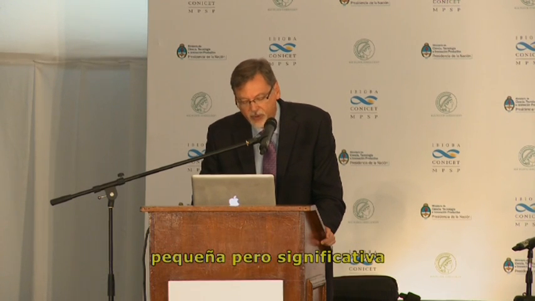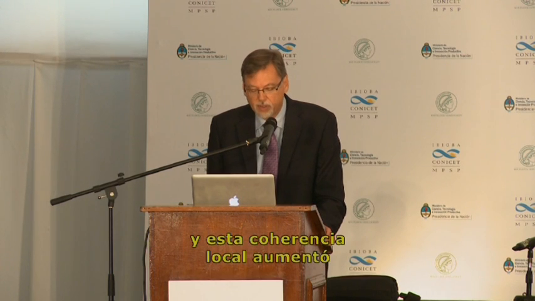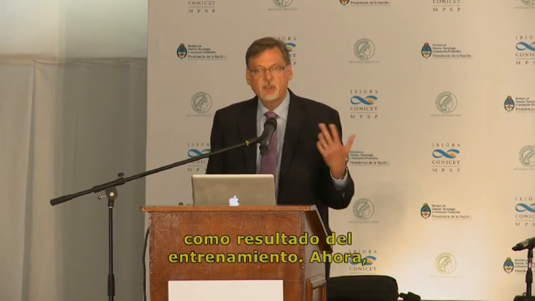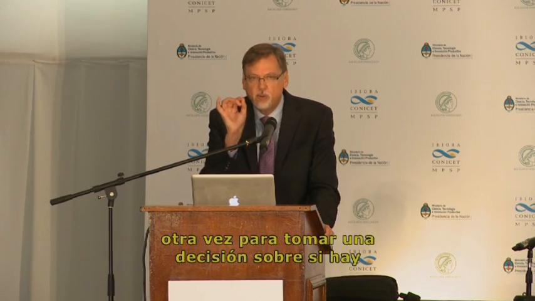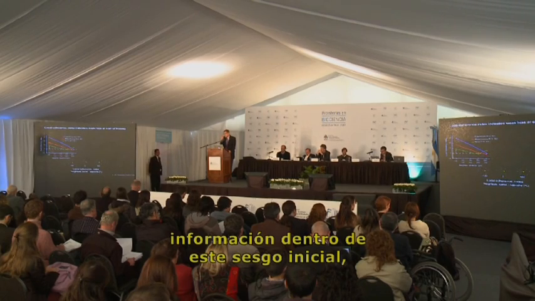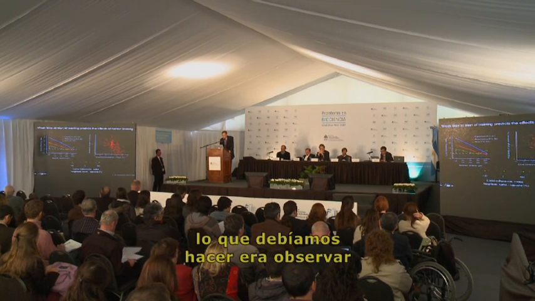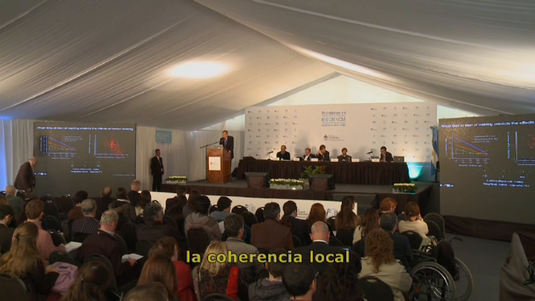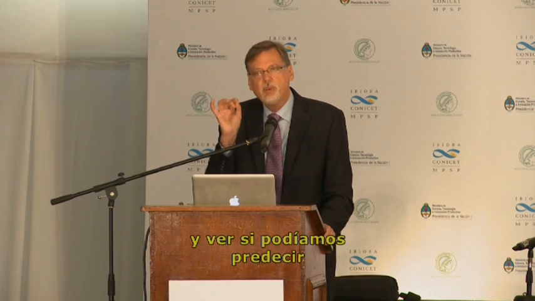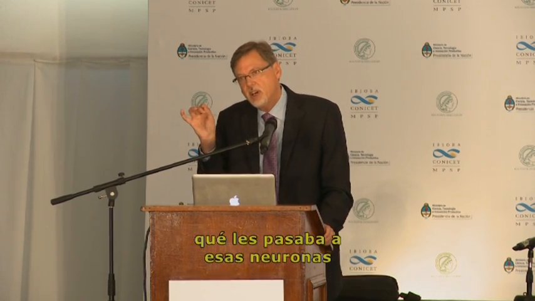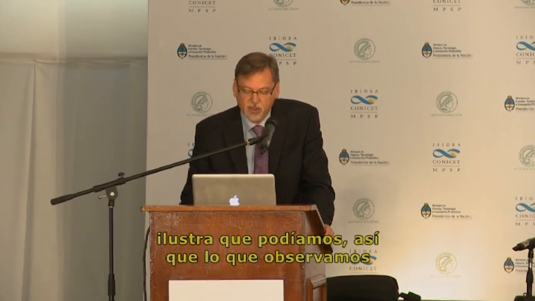Small but significant local coherence, even in the visually naive animals, and this local coherence increased as a result of training. Now, again, to get at this issue of whether there is information in this initial bias, what we needed to do was to look at the local coherence at the onset of the training and see whether we could predict what would happen to those neurons as a result of training. And what you see here illustrates that we could.